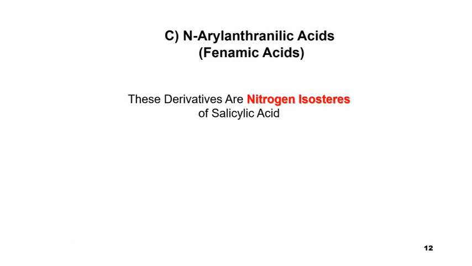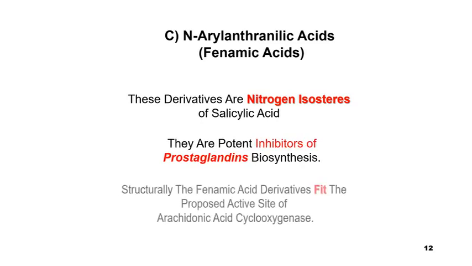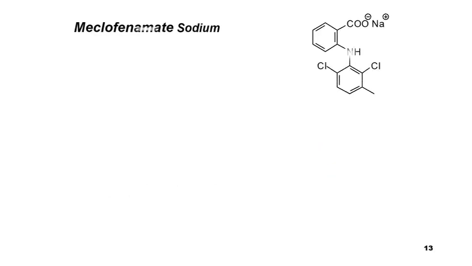The third class of chemical classification is the N-aryl-anthranilic acid. They are also called phenamic acids, and if we analyze the structure, we are going to find that they are nitrogen isosteric derivatives to salicylic acid. They have also their ability to inhibit prostaglandin biosynthesis, and they fit the proposed active pocket of cyclooxygenase enzyme.